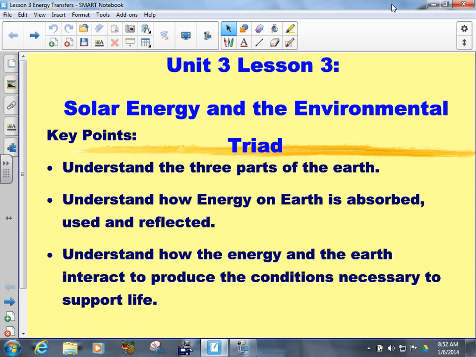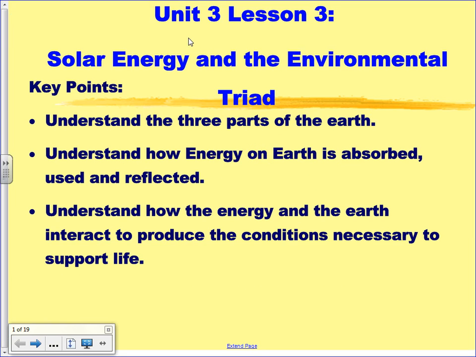All right, so today's lesson is lesson 3, and we're going to be looking at energy transfers within the Earth's system. So we're going to look at essentially the 3 methods of heat transfer, the 3 ways that heat gets transferred and how those happen within the Earth's atmosphere, within the Earth's crust, within the Earth's oceans, how those 3 parts of the Earth interact. We'll learn their proper names, and understand how energy on Earth is absorbed, used, and reflected. Those are essentially, guys, the 3 things that can happen to solar energy when it strikes the Earth's surface.